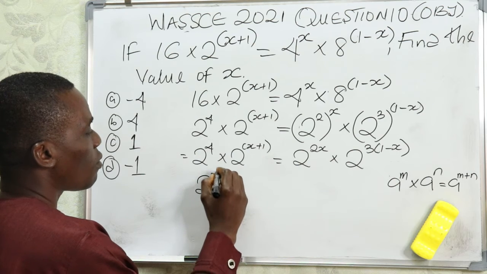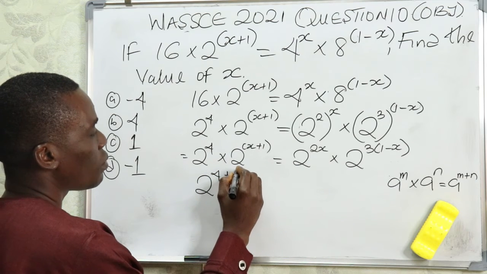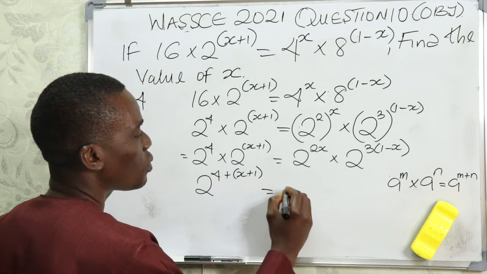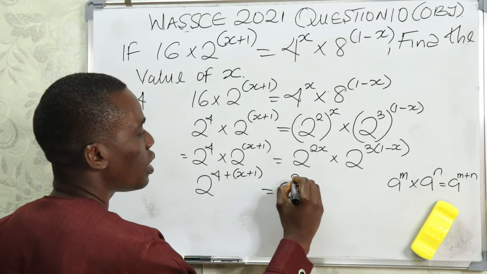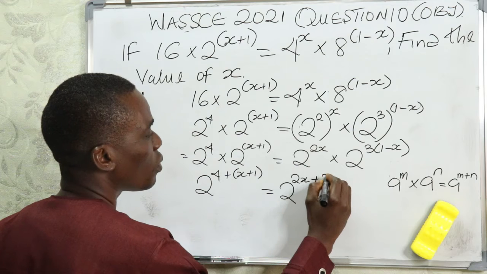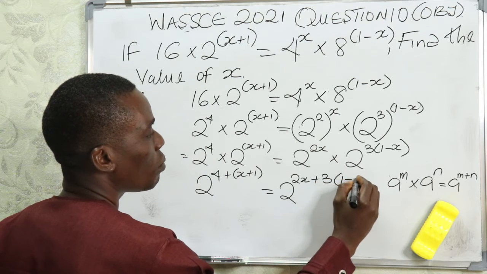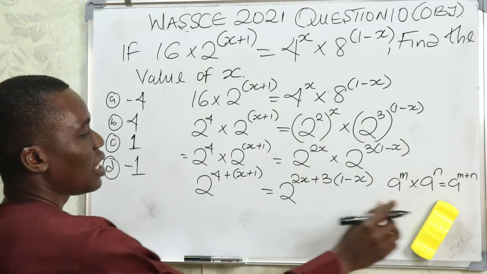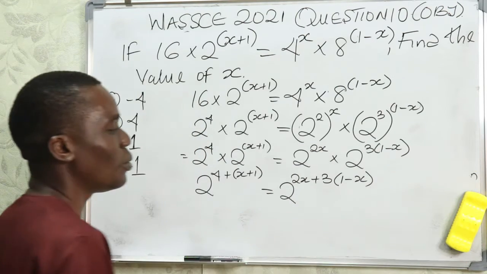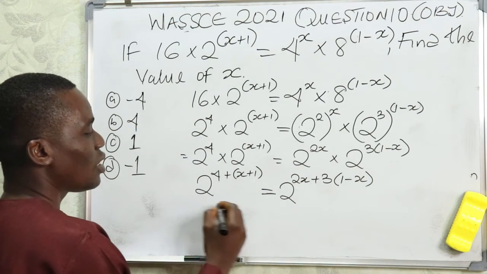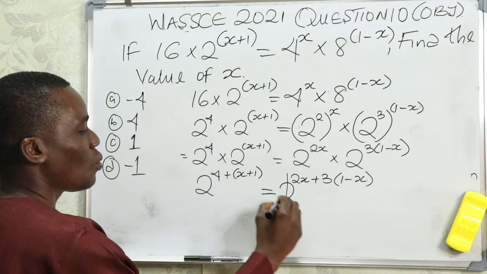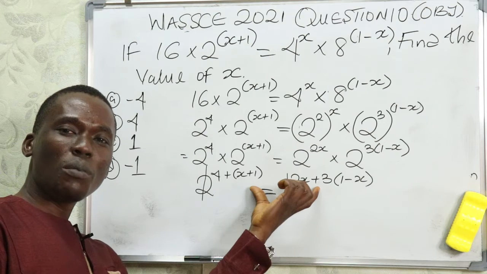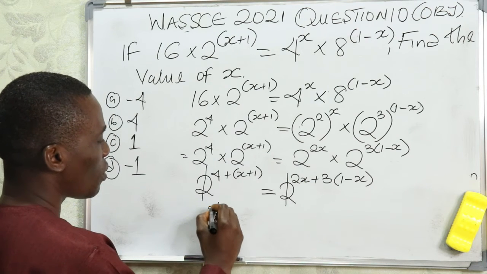2 raised to power 4 plus bracket x plus 1, equal to 2 raised to power 2x plus 3 into bracket 1 minus x. So this will give us a simplified value, because the equal to sign is holding these two bases. This will cut this, and we're now left with the powers.